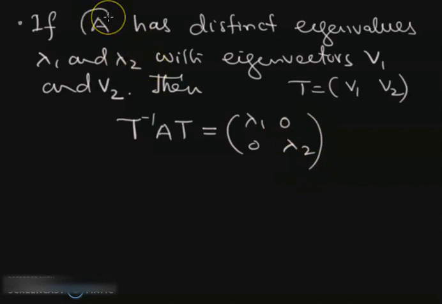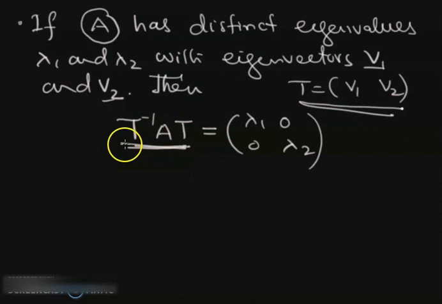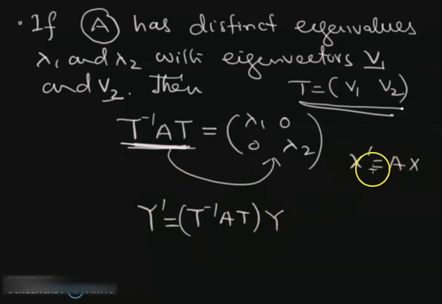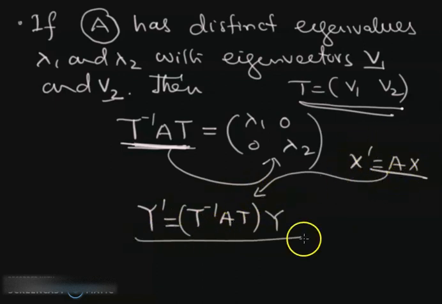So when you have A with distinct eigenvalues, you calculate its eigenvectors v1 and v2, write this T, find its inverse, and then calculate this quantity, which will give you the canonical form. Then you define the system y prime equal to T inverse AT y. So if x prime equal to Ax was not in canonical form, now we have a transformed version of this system, and this system is in canonical form.